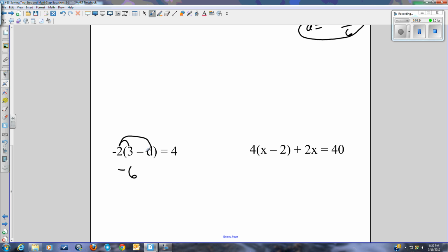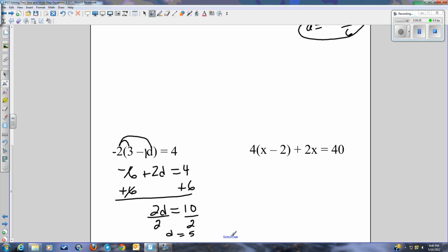And negative 2, this is like having a 1 in front of the d. Negative 2 times negative 1d, take the sign in front of the 1, gives you positive 2d, which equals 4. We want to get d alone, so we want to do all addition and subtraction first. Notice the 2's multiplying the d, so we don't want to do anything with that, but let's get rid of the negative 6, which we can do by adding 6 to each side. The 6's cancel, and we have 2d equals 10. Now we want to get d alone, which we can do by dividing each side by 2, so d equals 5.